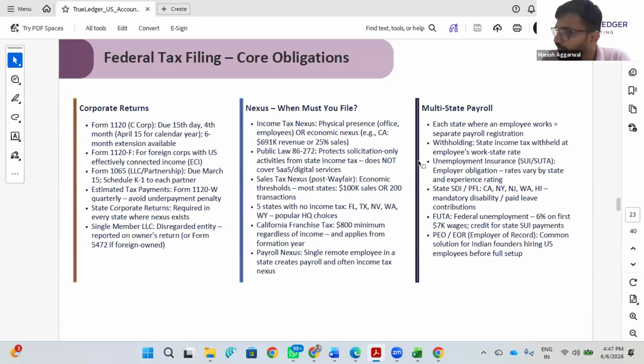One is your Form 1120, which is the corporate income tax return. This is filed by 15th of April of each year, and there is an automatic extension allowed wherein the 15th of April deadline becomes 15th of October. So every entity formed during a calendar year. In the US, generally the tax year is the calendar year, unless you elect for a different year. The default tax year is the calendar year.